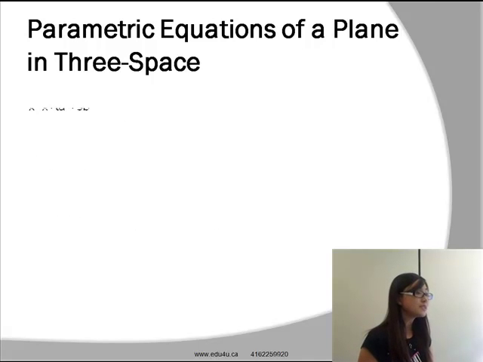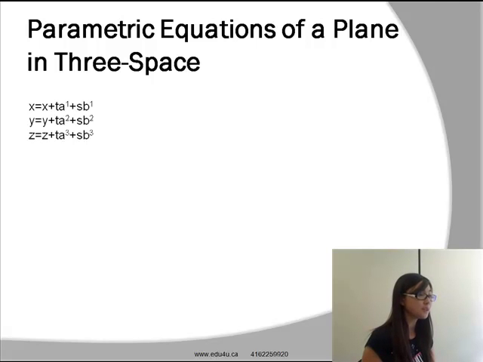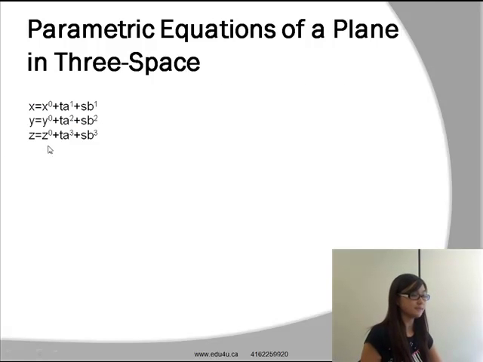Parametric equations for a plane in 3-space. We have x equals x naught plus ta1 plus sb1. y equals y naught plus ta2 plus sb2. And z equals z naught plus ta3 plus sb3. There's actually a mistake on the slide, and on the right hand side, instead of x, y, z, it should be x naught, y naught, and z naught.